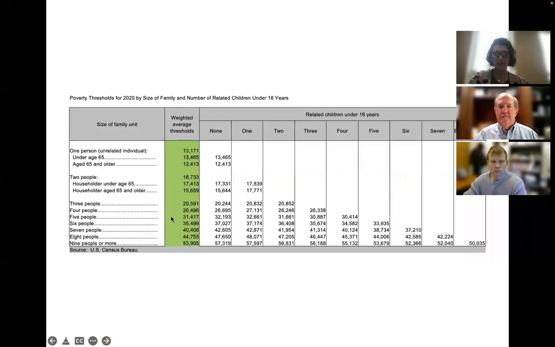In this slide, when we do our meetings, I like to explain that it's not just a single line for the poverty threshold. It's not just a single dollar amount. It's based on your household size. And then you see a stair step of the dollar amount based on how many folks are in your household, related children under the age of 18 per household.